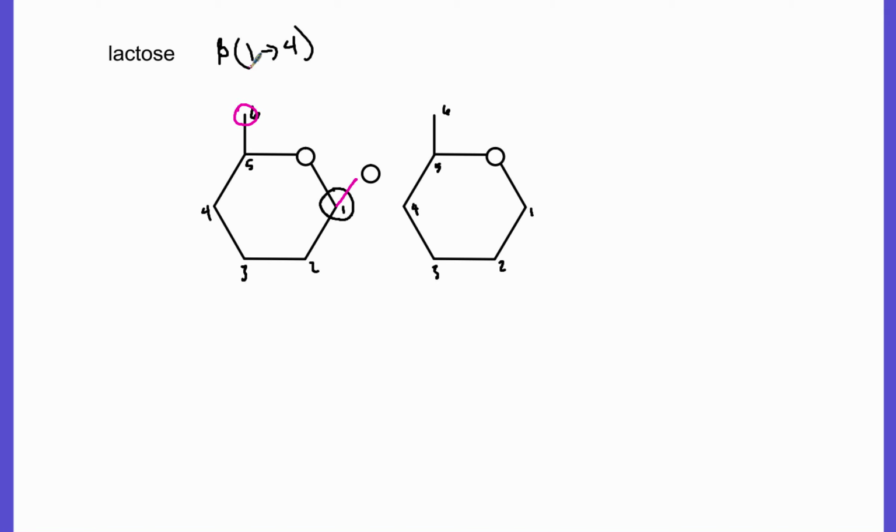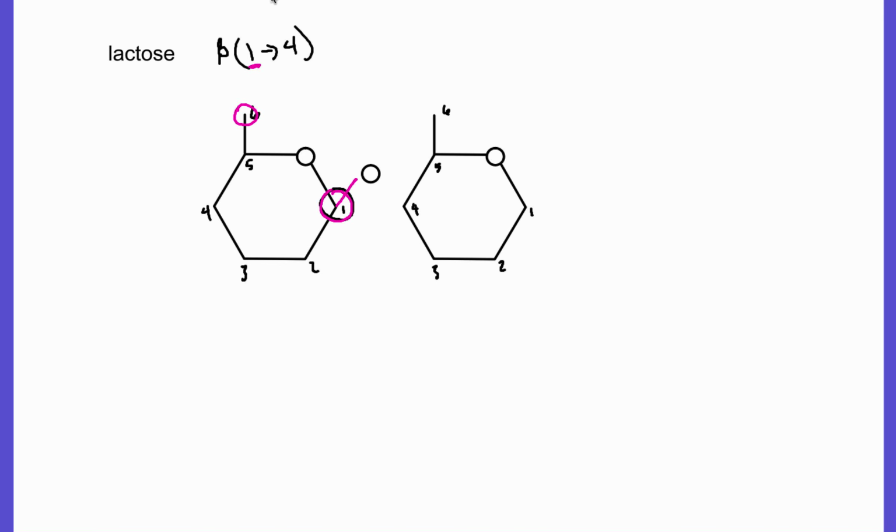And I'm talking about the number 1 carbon right now, this anomeric carbon right here. In my glycosidic bond, this oxygen is up relative to this carbon up here. It's on the same side as the number 6 carbon. So that's what makes this a beta.